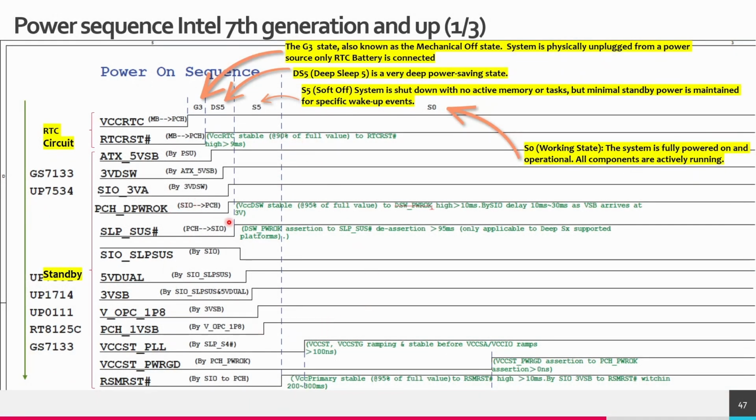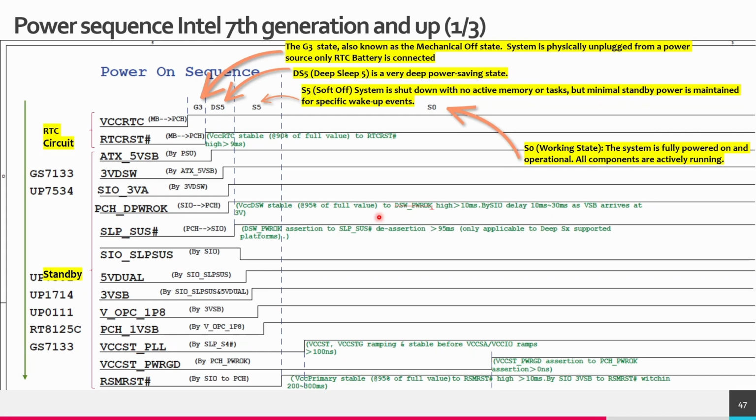This is the power sequence flow diagram for a 7th generation Intel motherboard. The motherboard power sequence is a series of steps that ensures that the computer powers on safely and initializes all components correctly. In short, the power sequence in a motherboard begins with power detection. When the power supply is connected and turned on, the motherboard detects a stable power source and activates standby power.